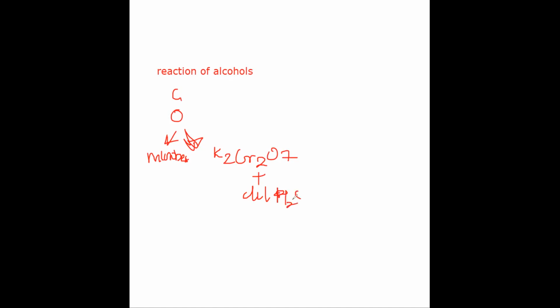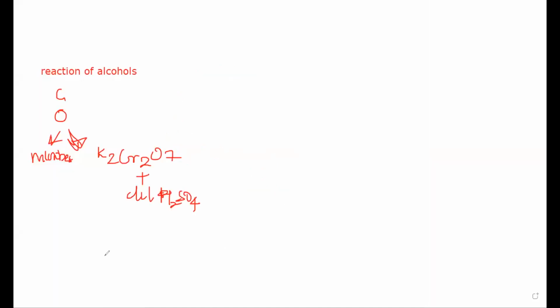Okay, why did we add dilute sulfuric acid here? To acidify it, and then for potassium dichromate to act as an oxidizing agent, we add dilute sulfuric acid. Okay, check your note, you will have it. And then what color is potassium dichromate or chromate ions? They're orange. Okay, so we have Cr2O7, and they go green.